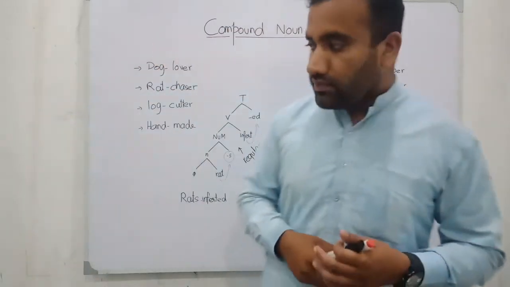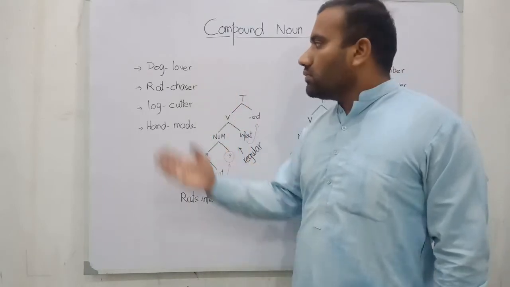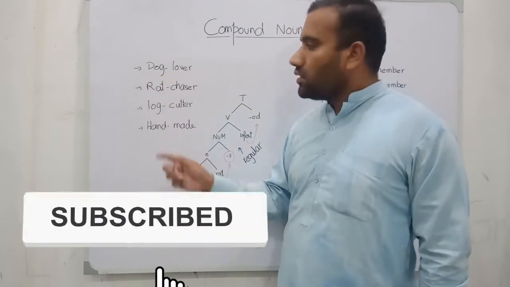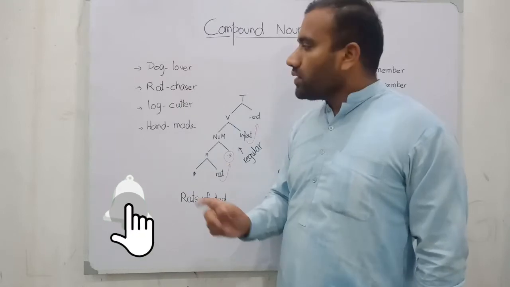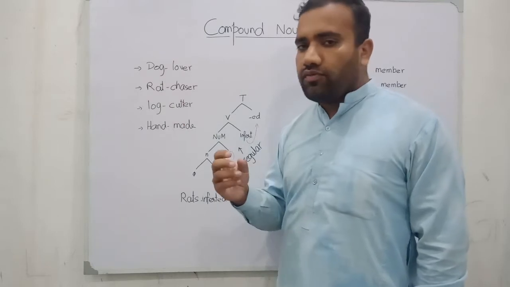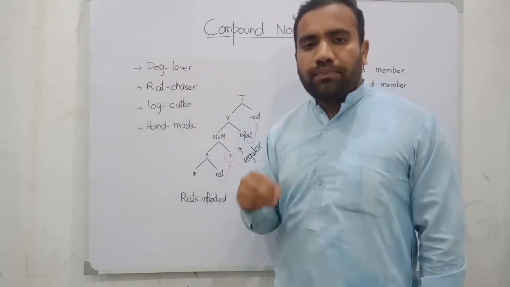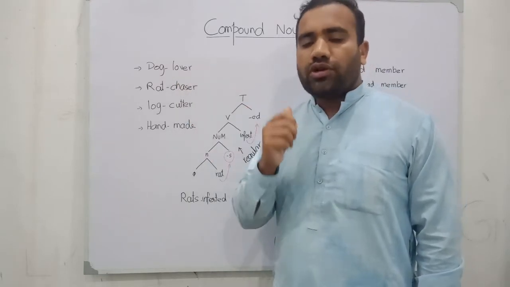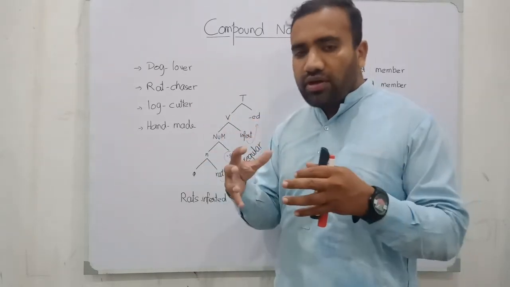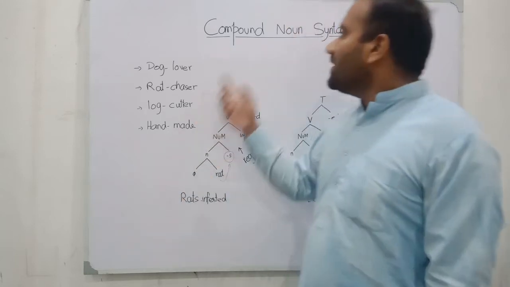See, these are the examples of the compound noun. Dog, lover. This is a noun. This is also a noun. If we want to make dog plural, we can say dogs. And if we want to make lover plural, lovers. Both nouns take the inflectional morpheme overtly, and then they become plural nouns. And if we merge these two nouns, they become the compound noun.